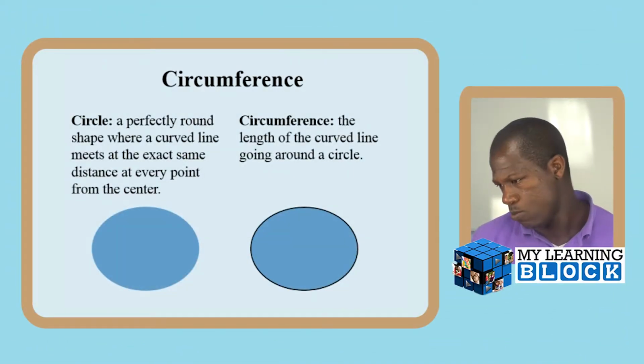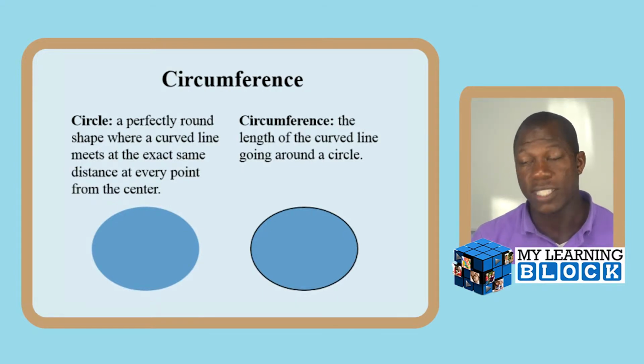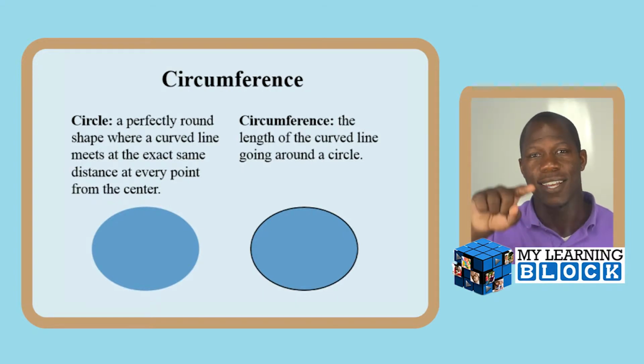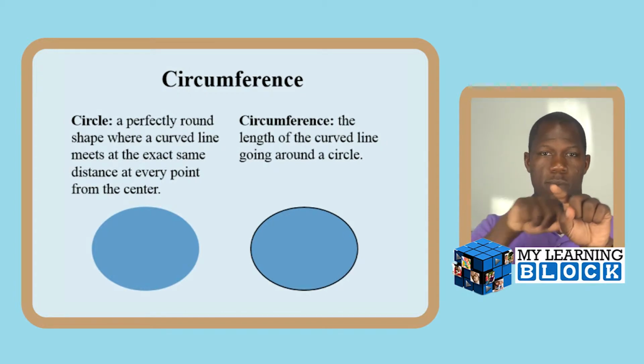Today we will work with circles. Yes, circles. I love circles. It's great. They go round and around and around. Well, a circle is a perfectly round shape where a curved line meets at the exact same point, same distance everywhere from the center. Yes. So you have a point, something that goes around.